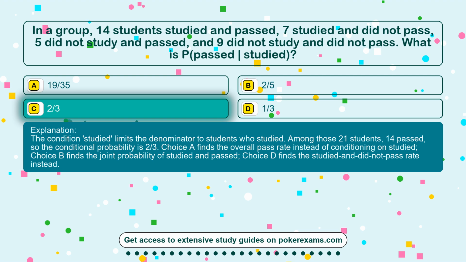Choice A finds the overall pass rate instead of conditioning on studied, choice B finds the joint probability of studied and passed, choice D finds the did-not-study-and-did-not-pass rate instead.